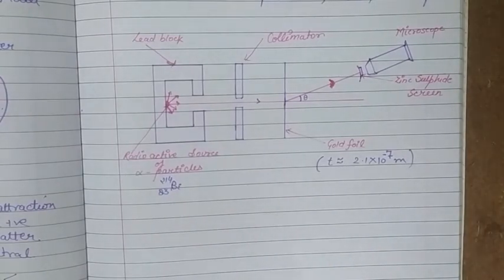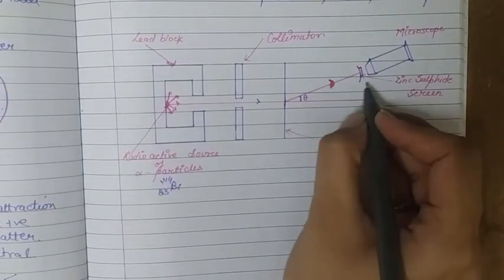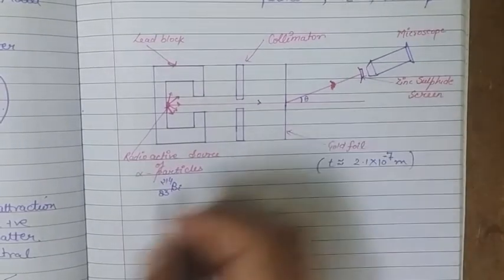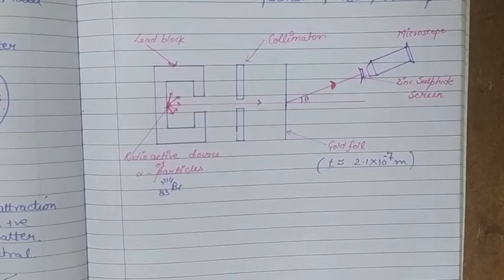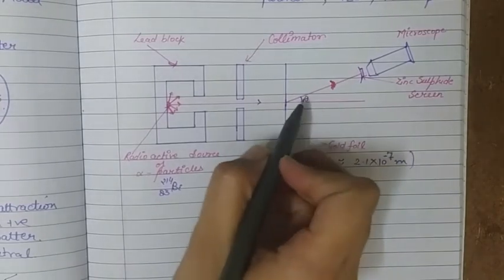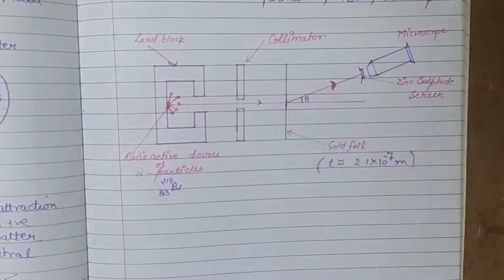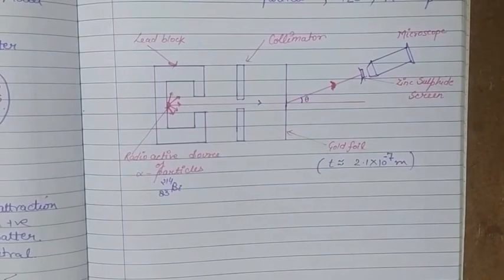Now we are using this zinc sulfide screen in the detector. The reason is that when alpha particles strike the screen, they produce a tiny flash. Whenever an alpha particle hits this screen, it produces a tiny flash, and that flash, or scintillation, is observed by the microscope.